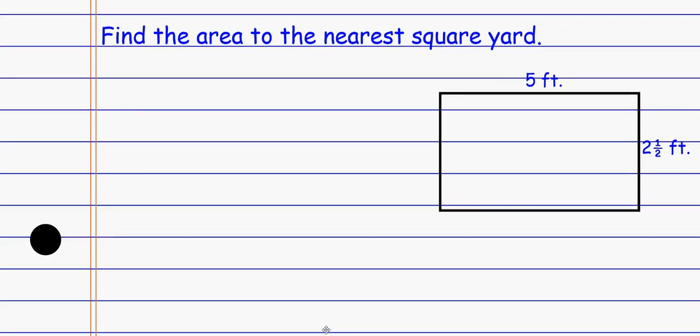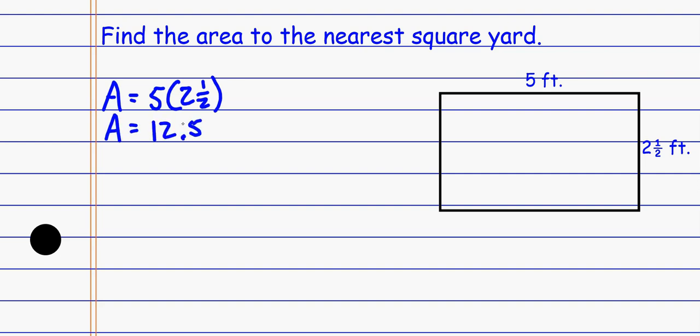If we look at this guy, it says find the area to the nearest square yard. And see, the thing about this one is a lot of times students will look at this and all they see is find the area, okay? We don't quite read the whole thing. And so what we end up doing a lot of times is this. We say, okay, base times height, 5 times the 2.5. And we say, okay, that's 12.5.